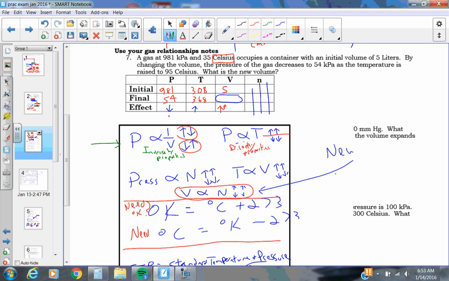What about temperature? Temperature and pressure are directly proportional. If one goes up, the other will go up. So the temperature here is going up. That's also going to cause an increase in volume. So that one is going to be based on the temperature. What's next?